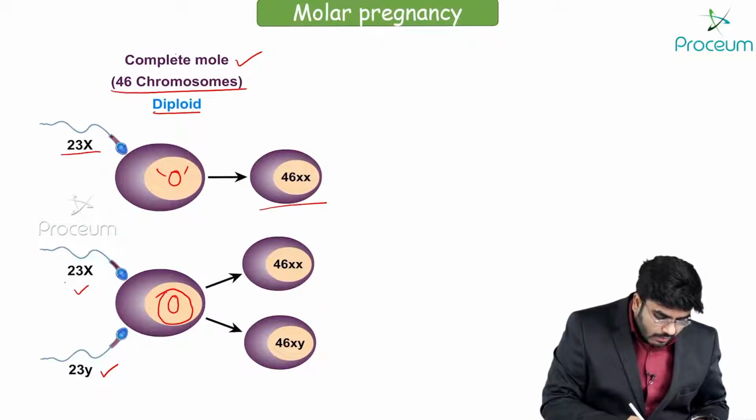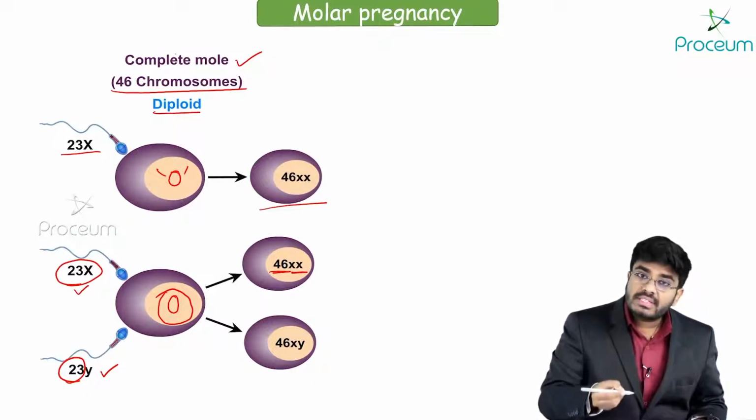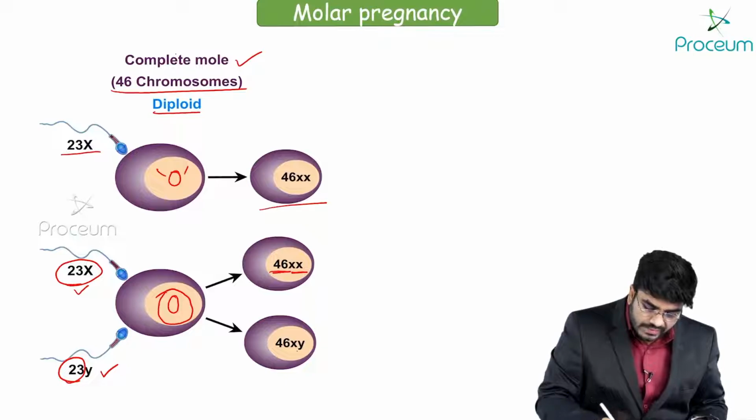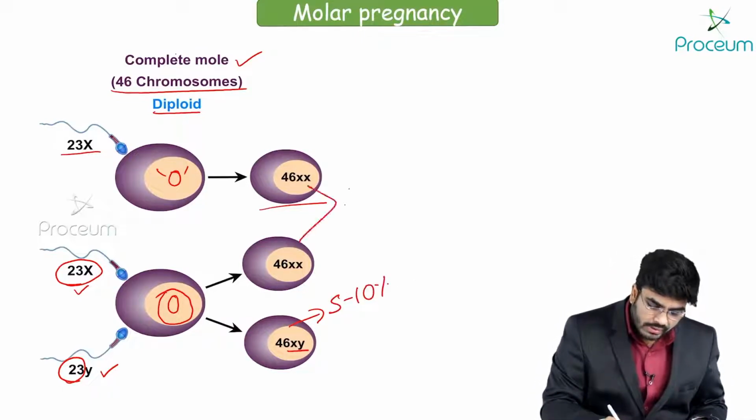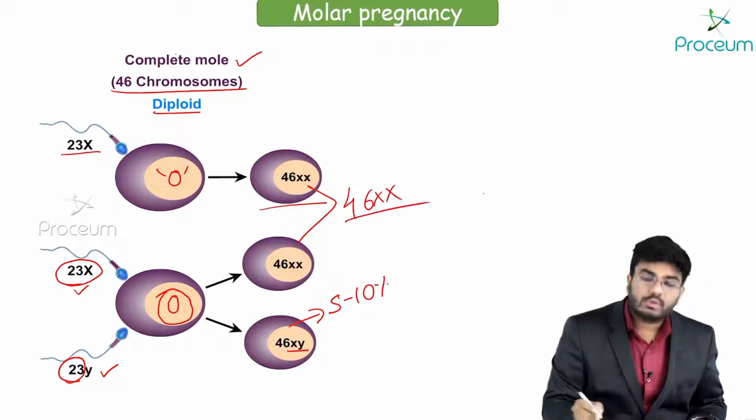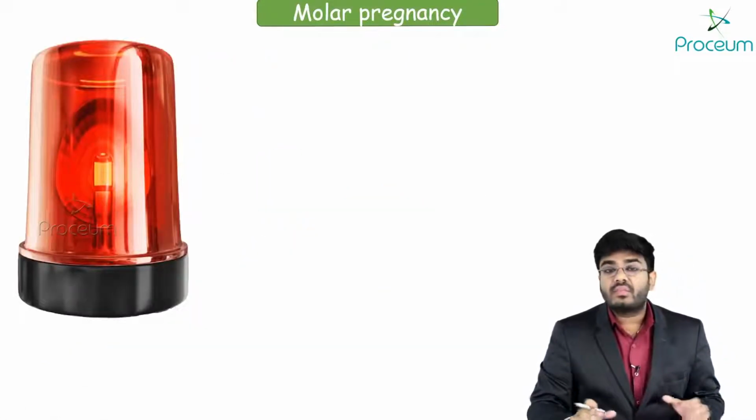Now see here, 23, so 46 will be there. If both the sperms are X, it will be XX. If one sperm is X and one sperm is Y, it will be XY. So this type is usually seen in 5 to 10% of the cases. But the most common is 46XX karyotype.